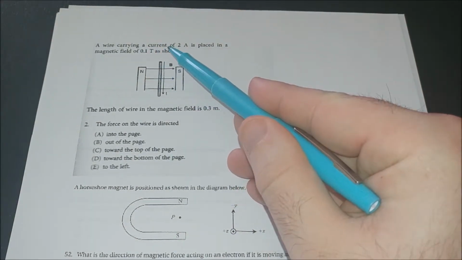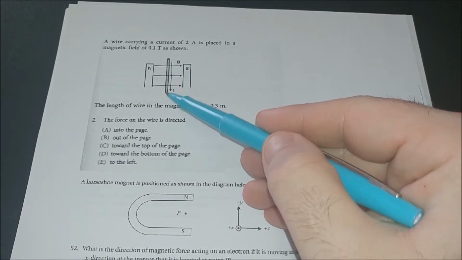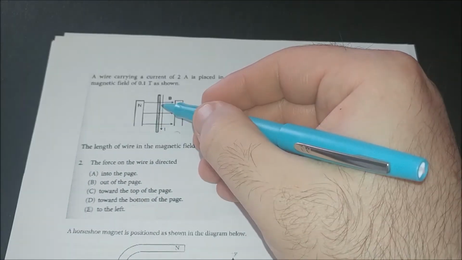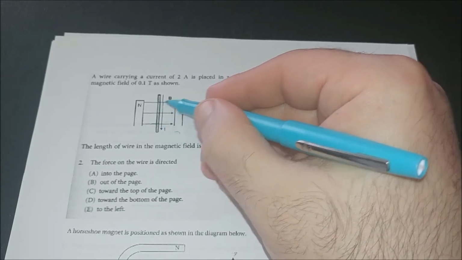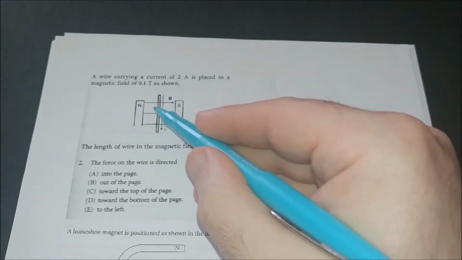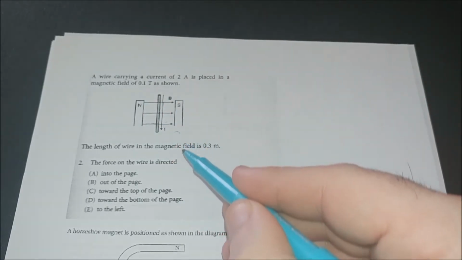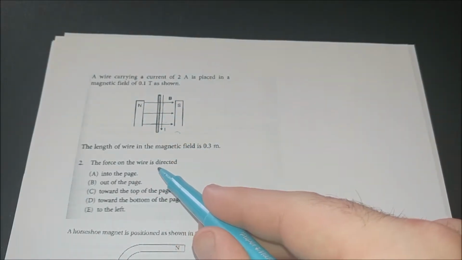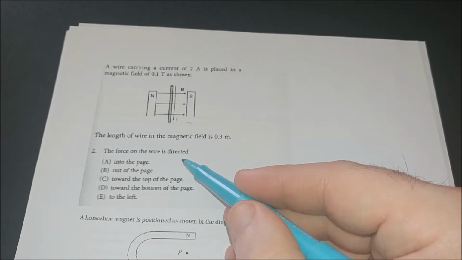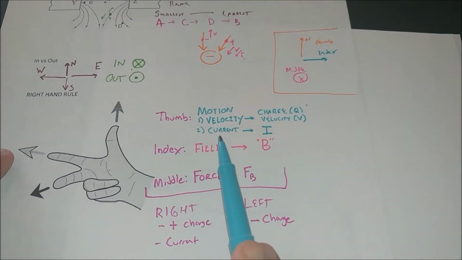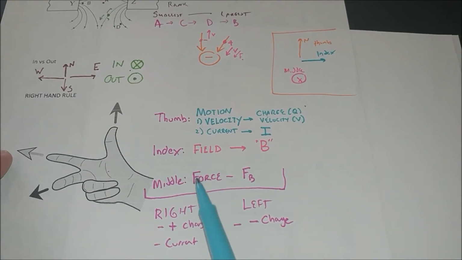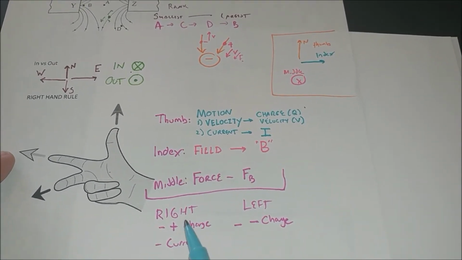A wire carrying a current of 2 amps is placed in the field as shown. So you can see right here, this is the direction of the current. These are the fields. It's kind of strong because the lines are close together. We have a north pole and a south pole. Which way is the force on the wire directed? Looking over here, I have my 3 fingers. And this is current, so I'm using my right hand.